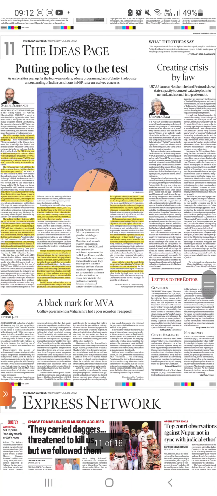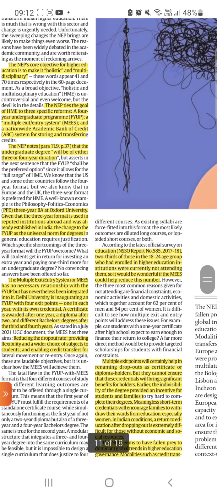The next article talks about putting the policy to the test. This article is related to GS2 governance. You have to know about the key provisions of the National Education Policy. Its objective is addressing all the issues related to the Indian education system and what further needs to be done to strengthen the education system of India. You have to read and know that. Okay, let us see the article in detail.